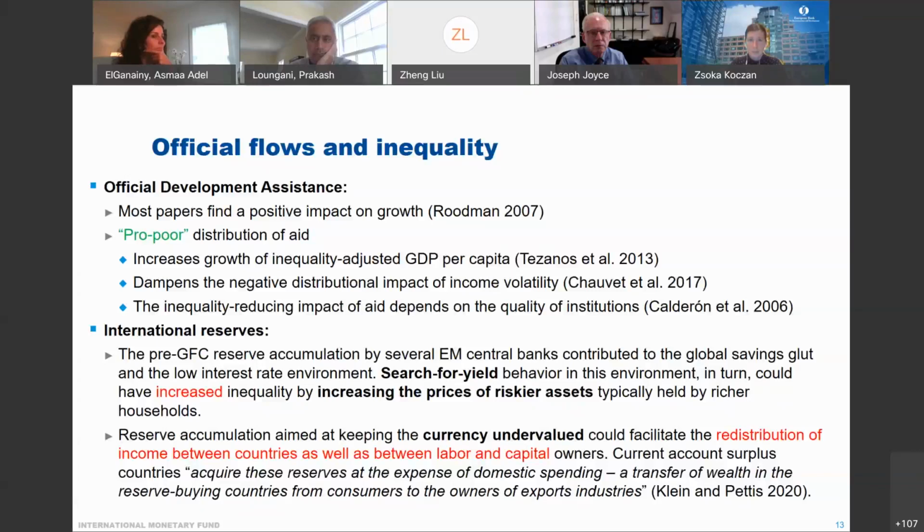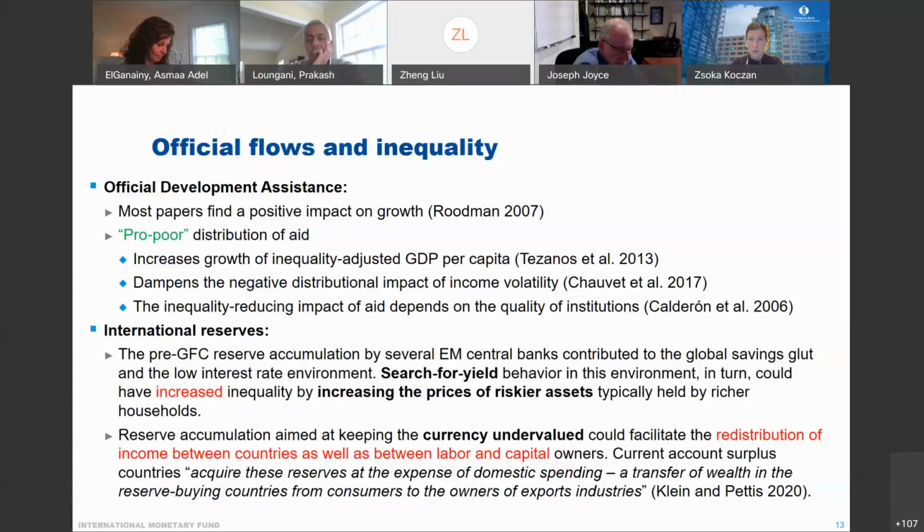Finally, looking at international reserves, here their effects on inequality are far from obvious. So as many emerging markets accumulated large reserves in the period before the global financial crisis, the low interest rate environment in which search for yield behavior increased the prices of riskier assets, which, as I mentioned earlier, are typically held by higher income households. So here we would expect this to result in an increase in inequality.